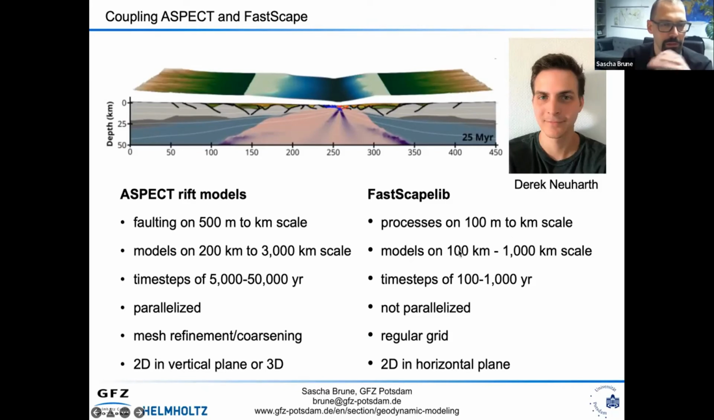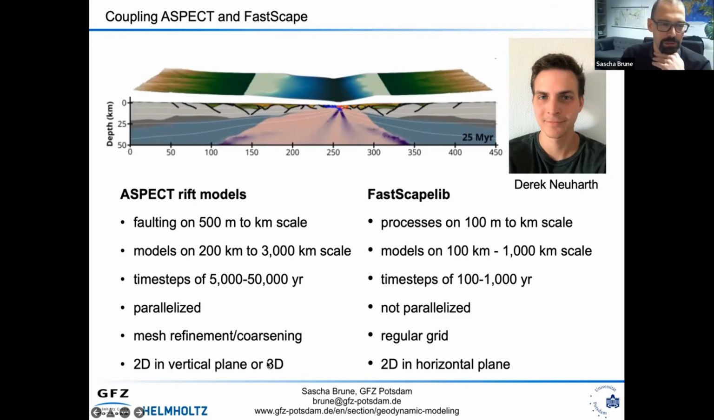The model size can also be very similar, so we can treat the entire models and couple entire models together. Time steps are quite different, because the tectonic time steps usually are much larger than the surface process evolution time steps. So there's something that one has to think of. Aspect is of course parallelized. Fastscape, because it's so fast, there's no need to parallelize it, which can raise some problems. Aspect can have mesh refinement at the surface, and Fastscape lives on a regular grid, so there has to be some interpolation done.